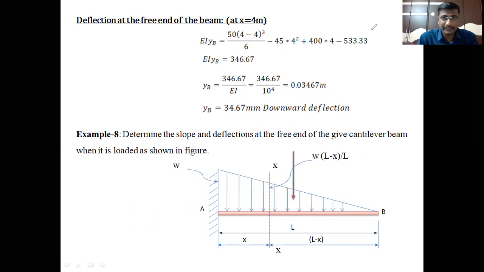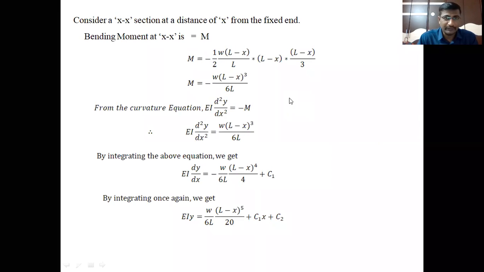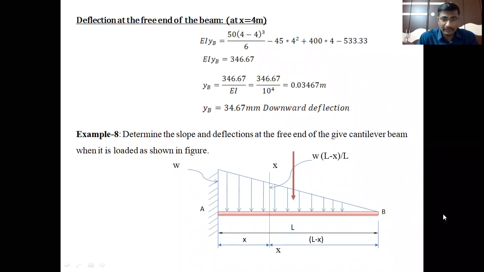After finding the load intensity at XX, what is the bending moment equation at XX? Bending moment at XX is M. So what is M? It is the bending moment at XX. How to find the bending moment at XX? Bending moment means the moment of all the forces on the right side of the section. What are the forces acting on the right side of the section? This is the UVL which is acting on the right side of the section.